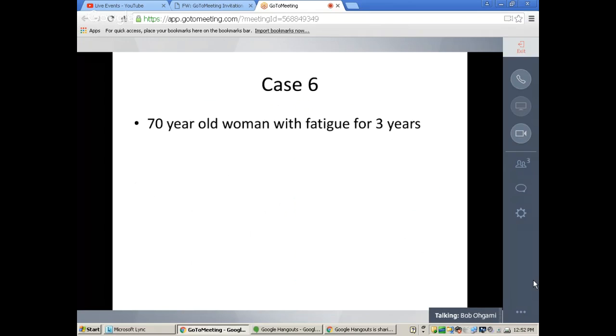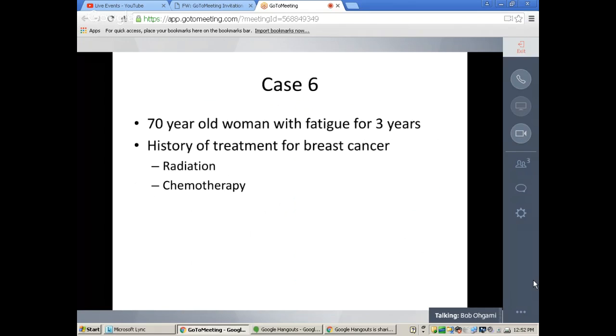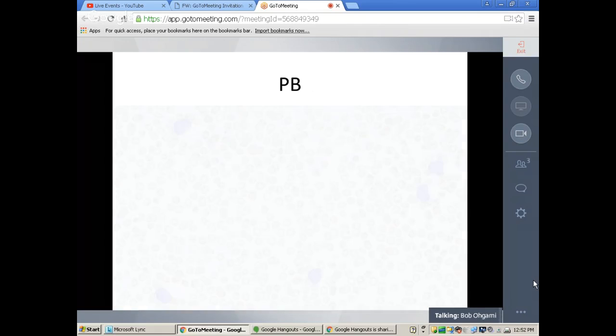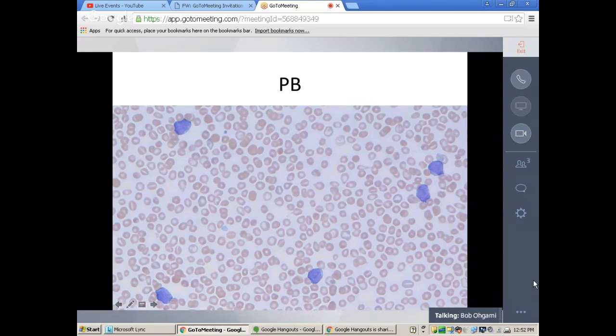So case number 6, a 70-year-old woman with fatigue for 3 years. She's had a history of treatment for breast cancer. You see patients not infrequently like this. Radiation and chemotherapy. And a peripheral blood smear was performed on the patient. You can see blasts here. They're large in size. They have very fine chromatin. They have big nucleoli, high nuclear cytoplasmic ratios. Maybe you see some granules in the cytoplasm.